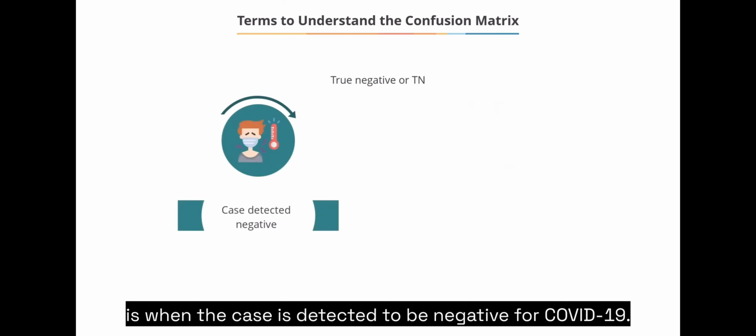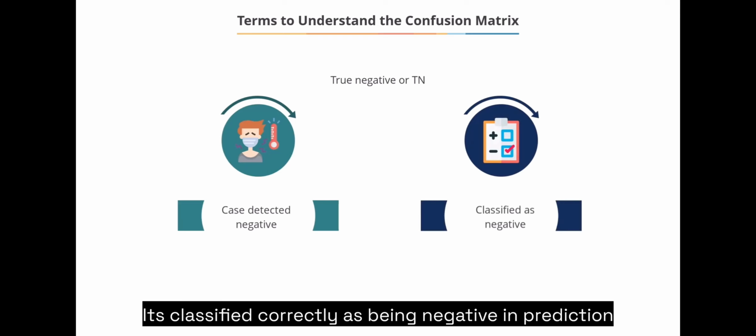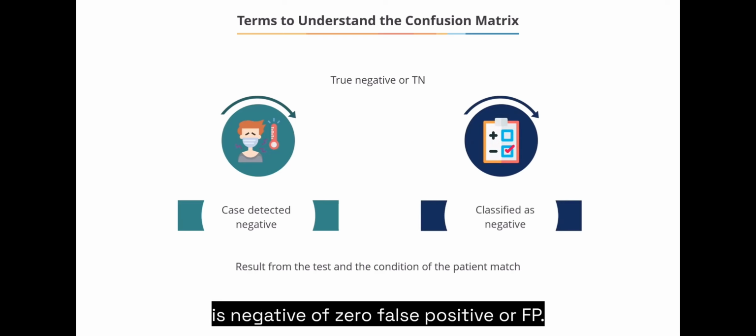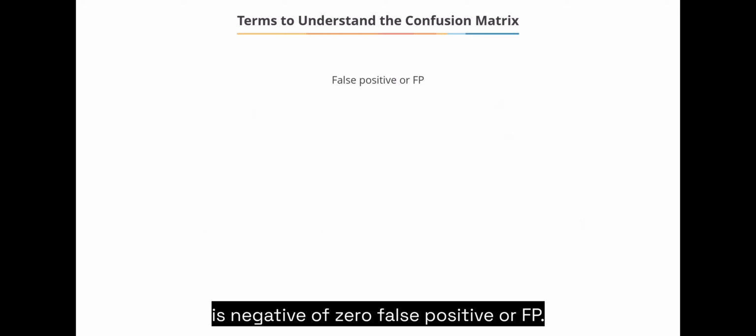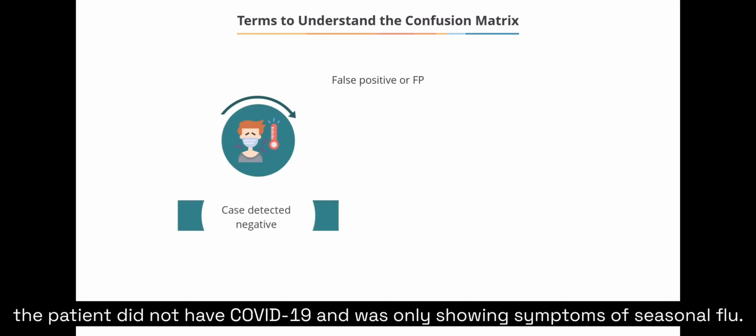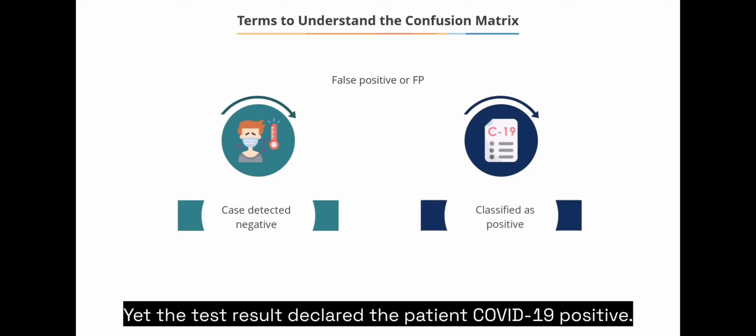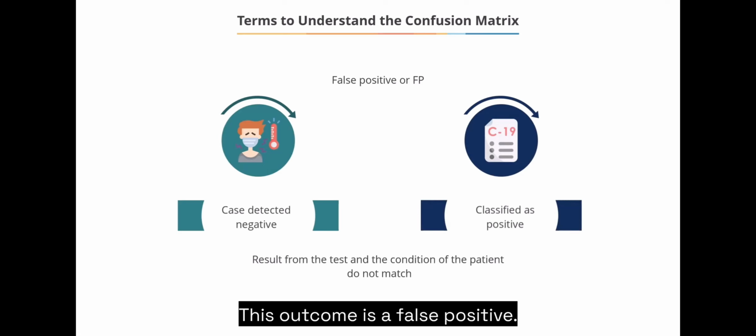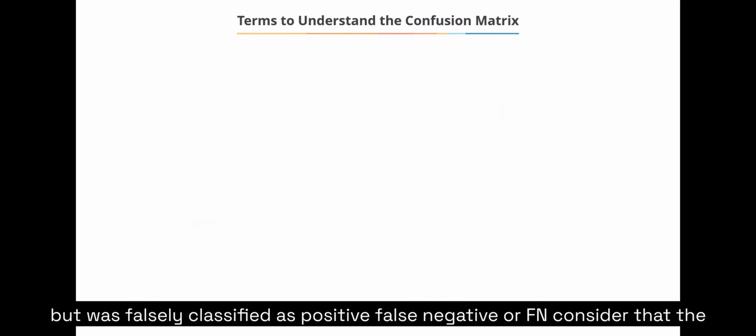True negative, or TN, is when the case is detected to be negative for COVID-19. It's classified correctly as being negative and the prediction is negative, or 0. False positive, or FP: suppose the patient did not have COVID-19 and was only showing symptoms of seasonal flu. Yet the test result declared the patient COVID-19 positive. This outcome is a false positive.